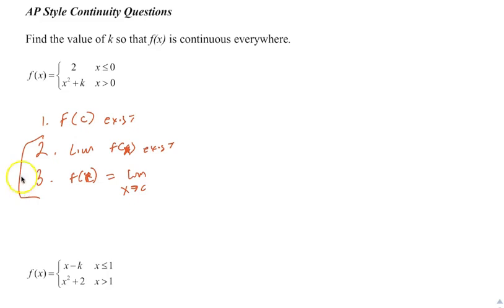We want the limit to exist, so we want these two sides to match each other, and then we want to make sure our value equals that. And the easiest way to take care of that is this. We're going to set these two sides equal to each other. So we're going to set 2 equal to x squared plus k. It has to take care of the limit. If we want them also to match, well, it must equal at this junction point here.